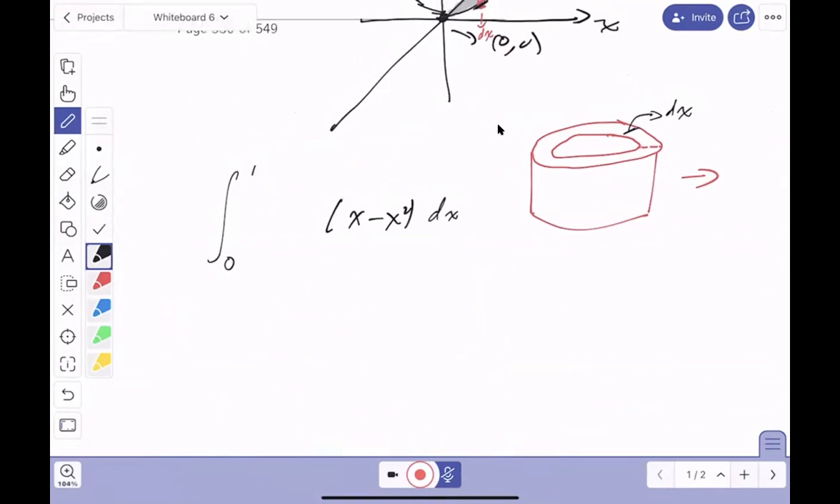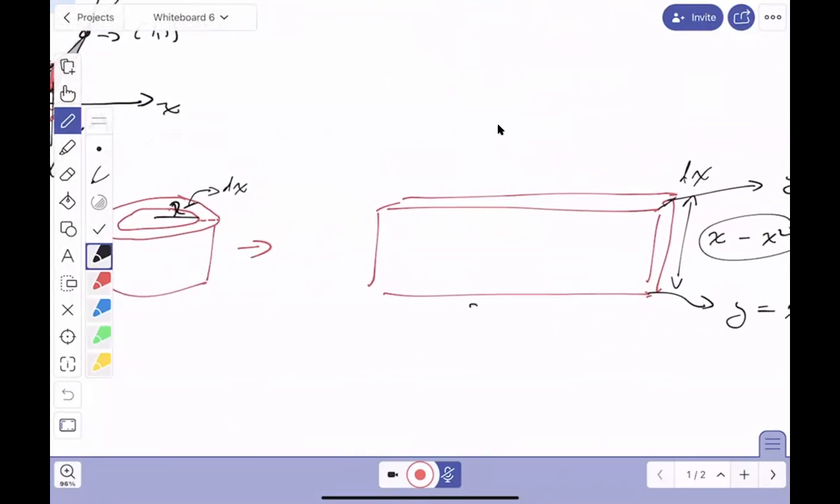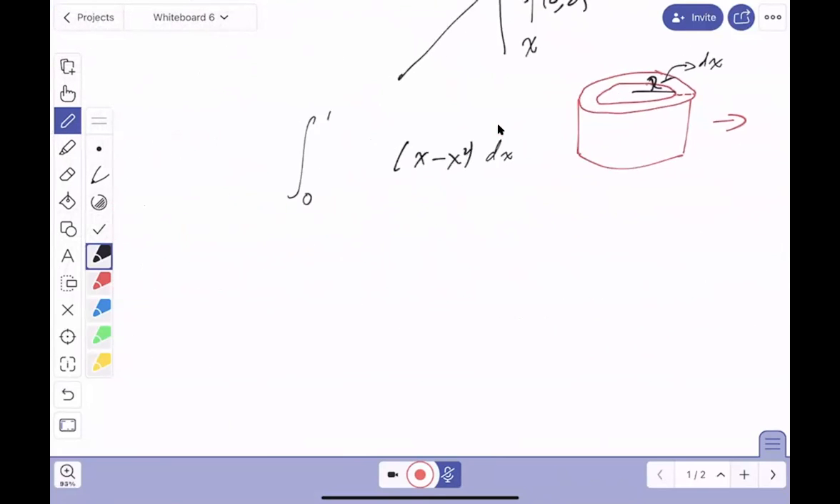Next thing I've got to do is the circumference. And what's the circumference? Well, this is the radius. And what does the radius correspond to? Just the x coordinate on the x-axis. So the circumference is going to be 2 pi times the x coordinate along the x-axis. So I'm going to put that down.